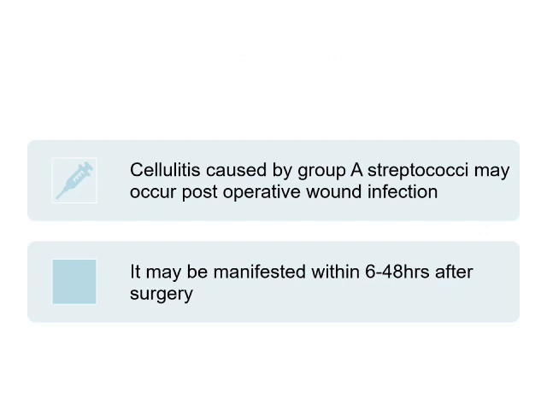Cellulitis caused by group A streptococci may manifest within 6 to 48 hours in post-op wound infections. Hypotension, often caused by bacteremia, may be the initial sign of infection. A thin serous discharge may be expressed on compression of the wound margins, and streptococci can be identified on gram stain and culture of the fluid.